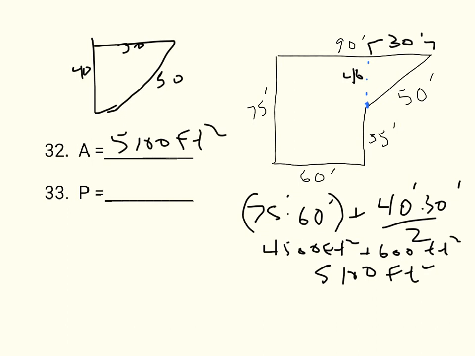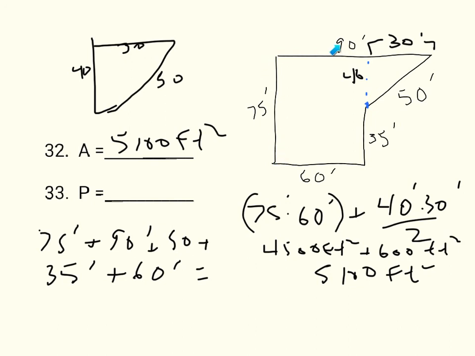So for perimeter, we're going to be adding the numbers that are given. We'll start here with this dimension, 75, and just go, we can go clockwise. 75 feet plus 90 feet plus 50 feet plus 35 feet plus 60 feet. And I greatly encourage you to write this down and then count. We have 1, 2, 3, 4, 5 numbers to add. It's so easy to leave one out.